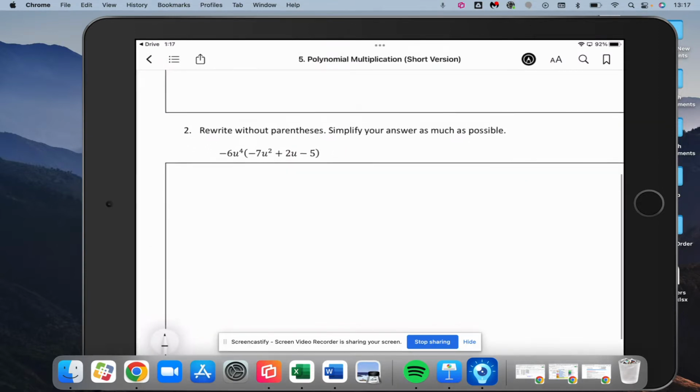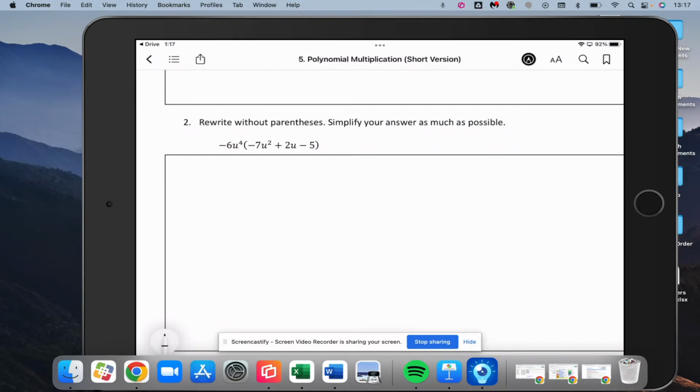Alrighty, now down here, and this is where I really like my method, because we have some negative signs now. I have a negative 6u to the 4th. Remember, I'm drawing these boxes around because I want to make sure that I keep the sign attached to the number that is behind it. And so I have one term or one factor outside, and I have 1, 2, 3 inside, so I need a box that is 1 by 3 to do this the way that I like to do it.